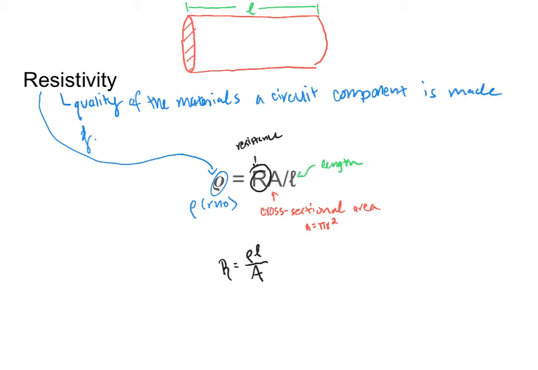So resistivity is a quality of our wire. That's not going to change. So we're not going to worry about it. What I want to do, though, is talk about how area and length are going to affect my flow of electrons. So let's start by talking about area.